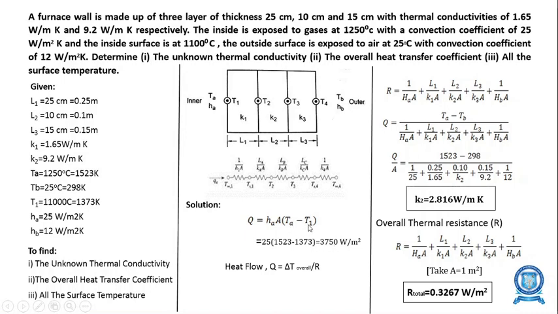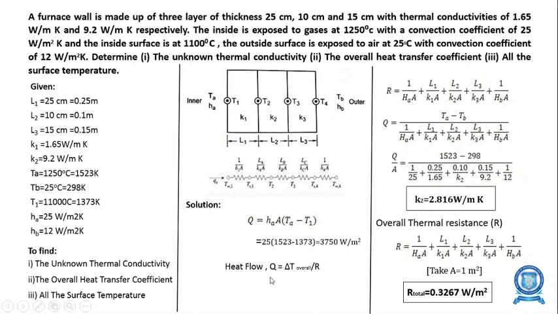TA and T1 values are given in the problem. TA is 1250, which we convert into Kelvin, and T1 is 1100 degrees centigrade. By solving this, you will get 3750 watts per meter square. It is a convective heat transfer. Therefore, we are just going to find the value of K. Our aim is to find the first question they have asked, the unknown thermal conductivity, right?